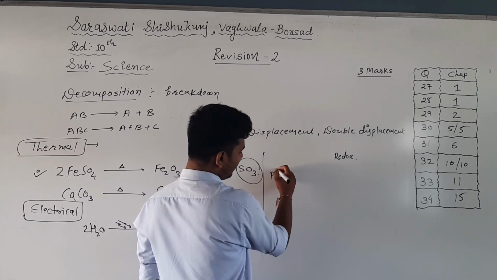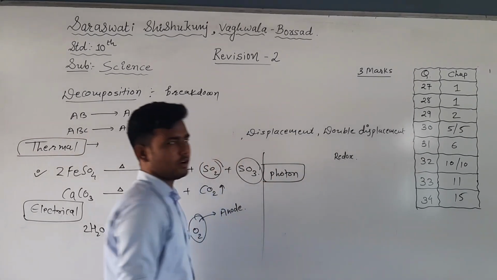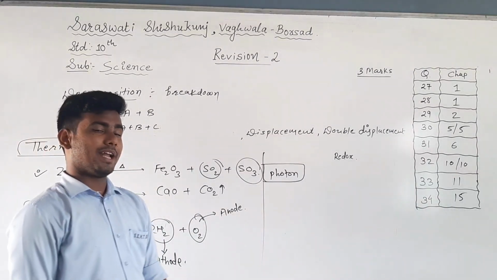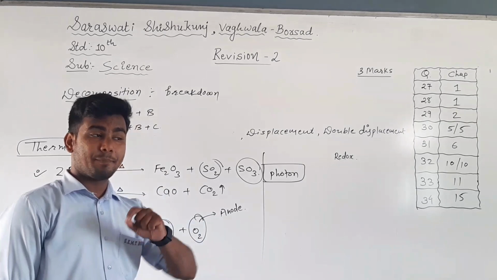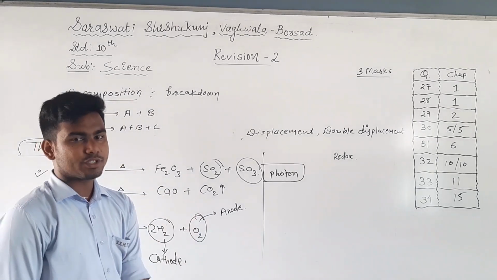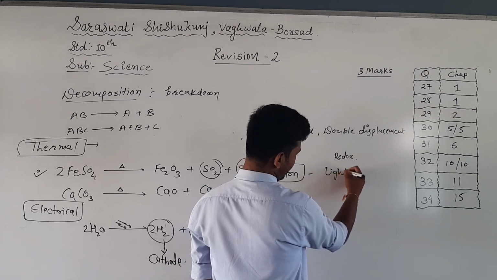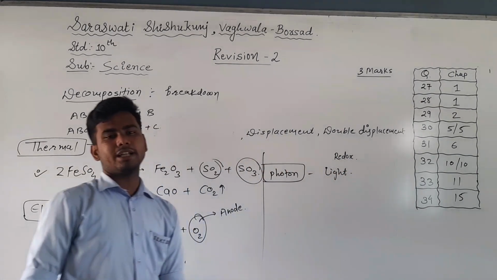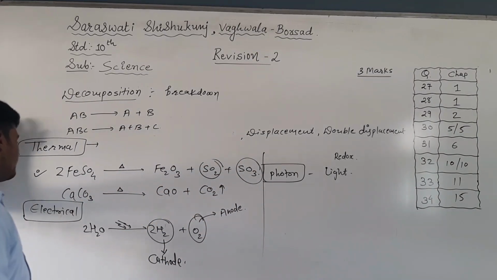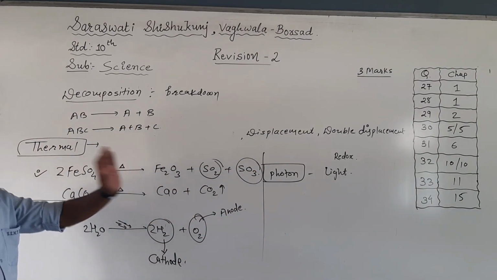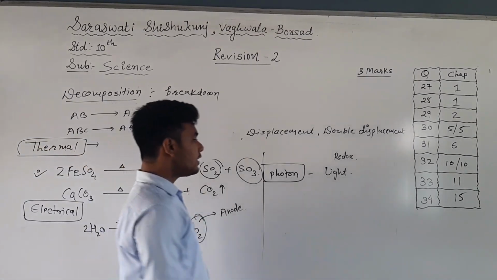Now the third one is photon decomposition. How can we understand photon decomposition? So we can write the definition. What will be the definition? If the breakdown, means if the decomposition is done by passing light, generally sunlight, that is called photon decomposition. The concept will be similar for thermal, electrical or photon: from one reactant we have two or more than two products.